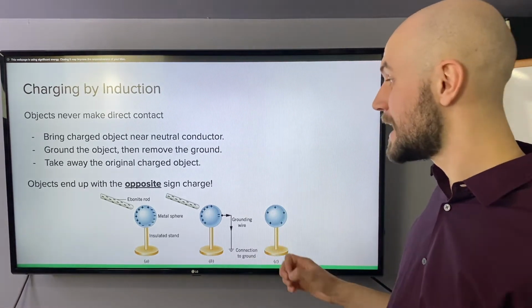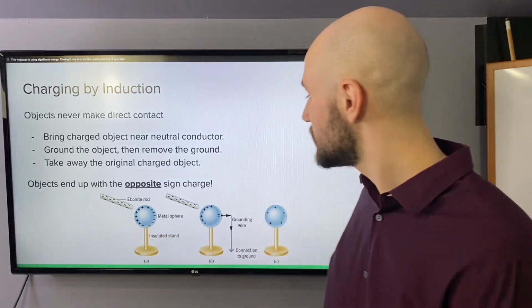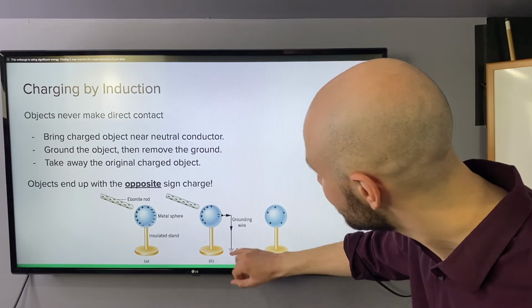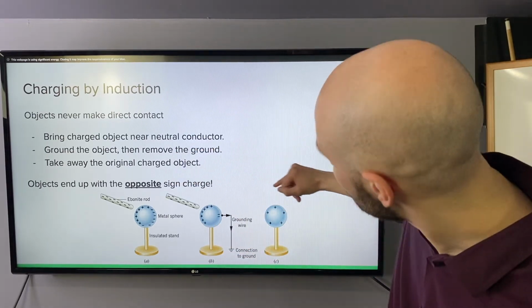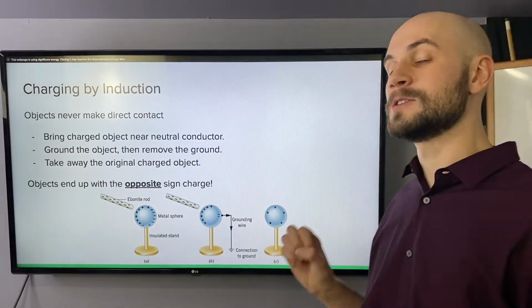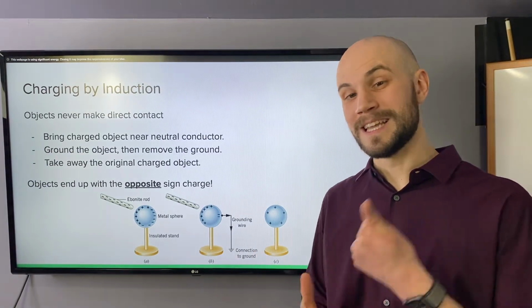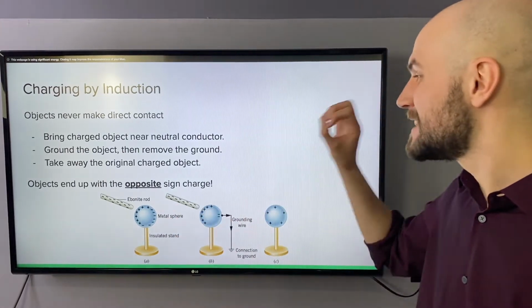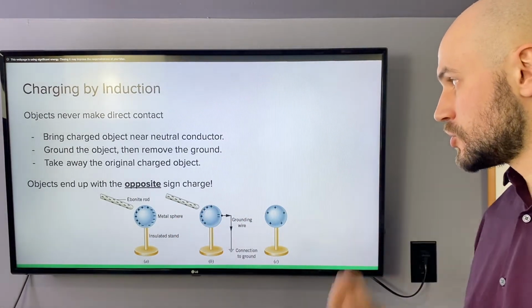So the story one more time. Neutral sphere, negative object comes in. We connect it to the ground, those negative charges run into the ground. Sever your connection, pull the rod away, you have a positively charged sphere. The objects never made direct contact, and both objects end up with the opposite sign charge in this case.